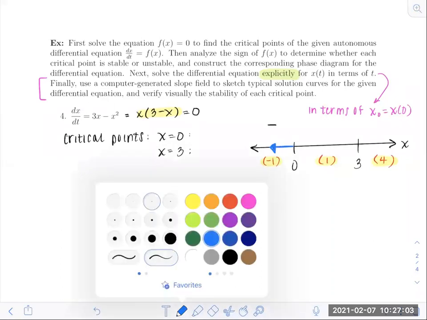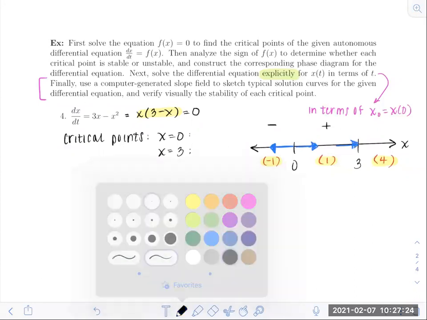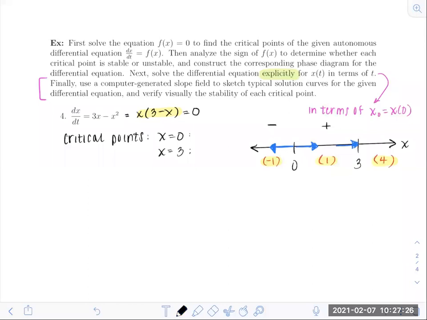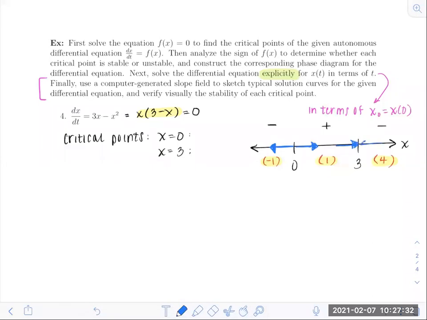All right, so now let's plug in the test point 1. That would be 1 times 2, which is positive. So I want my arrows to be pointing in the positive direction. And I'm going to draw 2 here so that they're at both critical points 0 and 3. And then finally plug in your last test point 4. That would be 4 times negative 1, which is negative. So I want that arrow to be pointing in the negative direction.